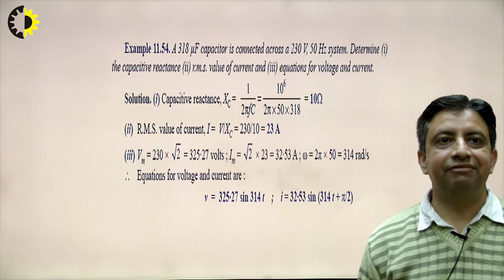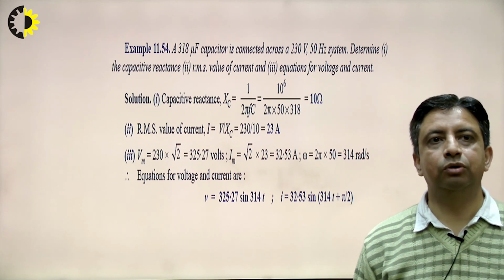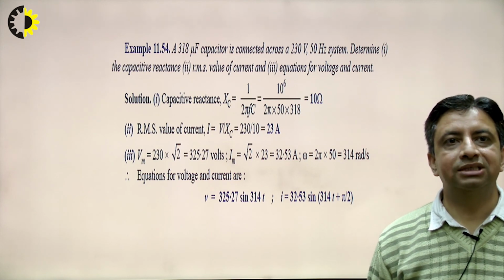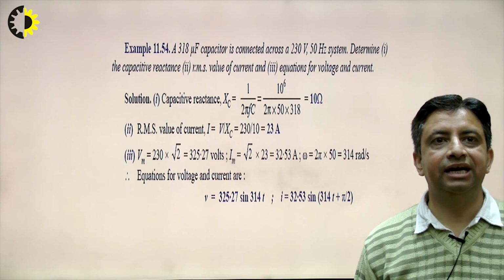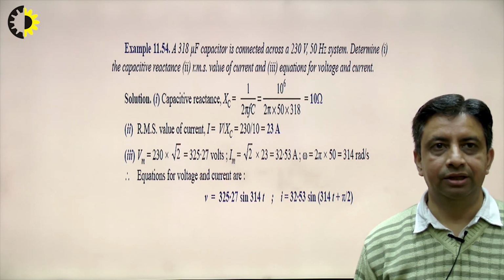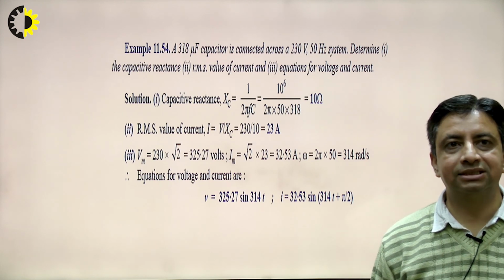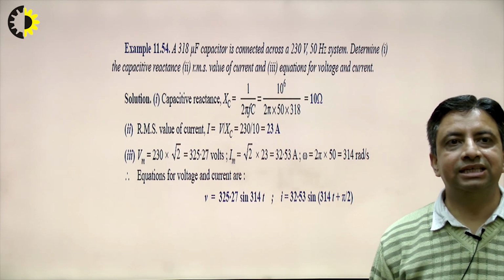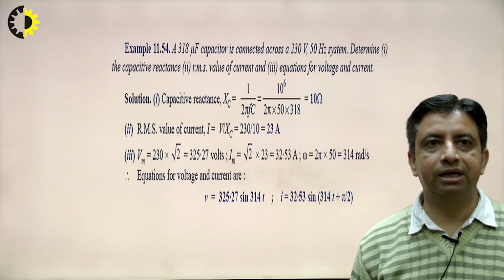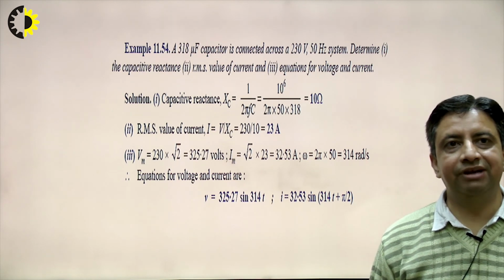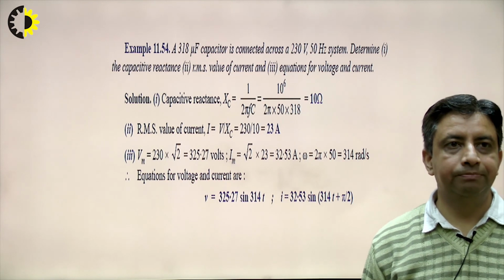So, capacitive reactance, we know that Xc is equal to 1 by 2 pi f C. Frequency is given to us as 50 hertz and the capacitance is 318 microfarad, so it is 318 into 10 to the power minus 6. If you take 10 to the power minus 6 in the numerator, it will become 10 to the power plus 6. So, capacitive reactance comes out to be equal to 10 ohm.